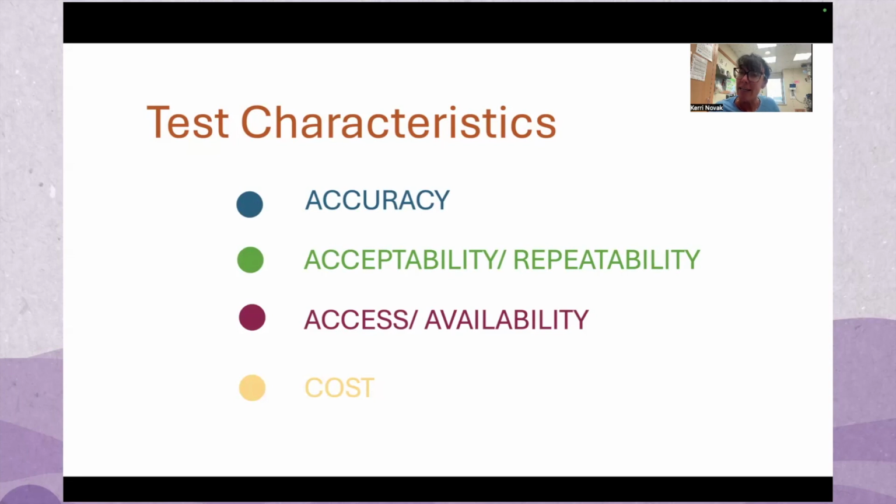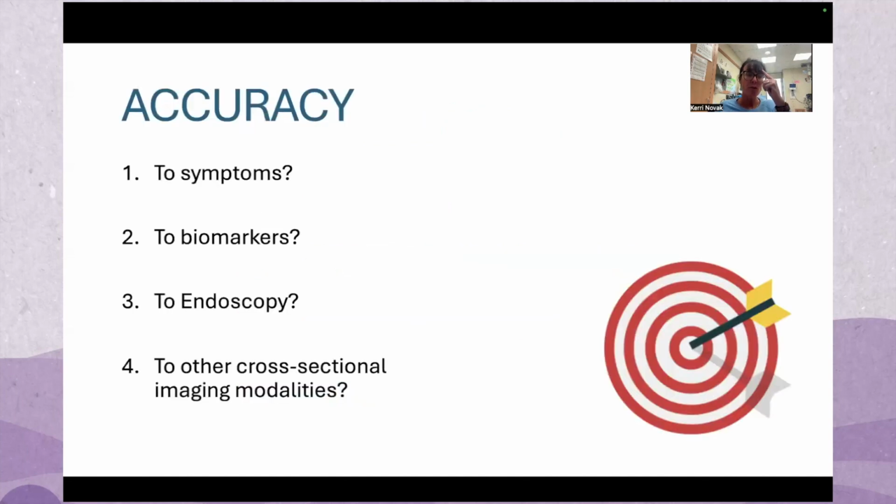And those are as follows: the 3 A's: accuracy, acceptability, and repeatability goes with acceptability, access or availability to the test, and then how much the test costs. So let's go into some of these details further. The first one is accuracy. Well, it depends. Accurate compared to what?